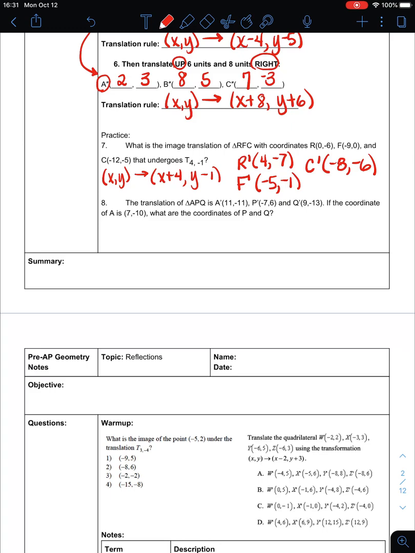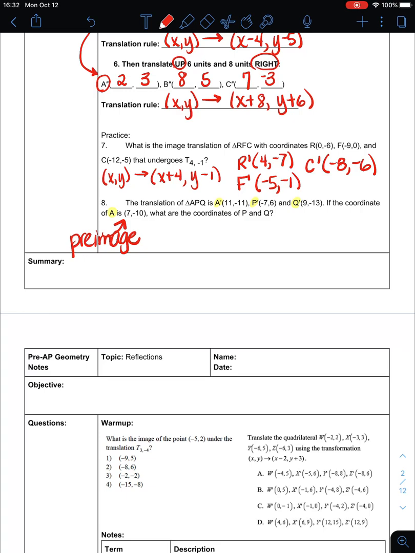Okay, this last one, the translation of triangle APQ. We have already undergone it. Pay attention. Look, these are our image. They have been changed. A prime, P prime, Q prime, those are changed. They've already undergone the change. That's the end result. If the coordinate of A, which was the pre-image, I can tell by the notation that this is the pre-image. So you have to pay attention to that notation. What are the original pre-image coordinates of P and Q? If A prime, P prime, and Q prime are our image, then what were our pre-image coordinates? That's what this is asking.